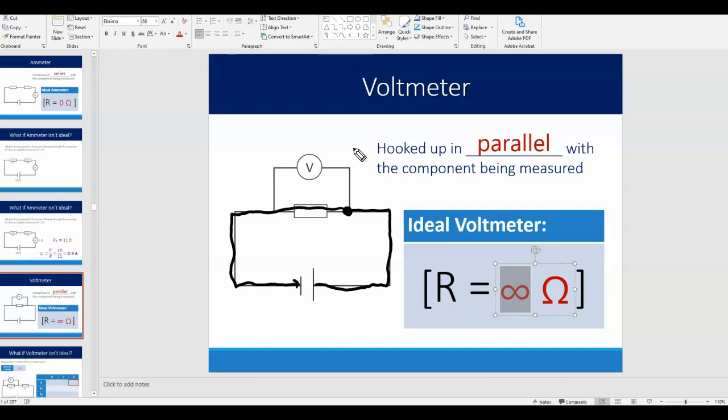Ideally, you can't have infinite resistance, of course, but ideally you want the resistance on the voltmeter to be very, very high, much, much higher than the resistance of the component, so that when it splits proportionally, a very small percentage of the current goes through the voltmeter.